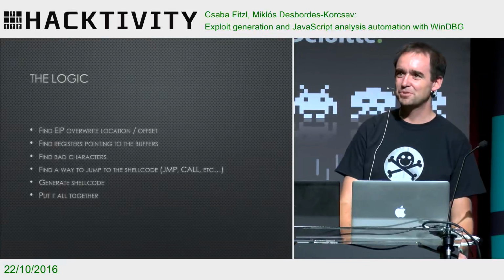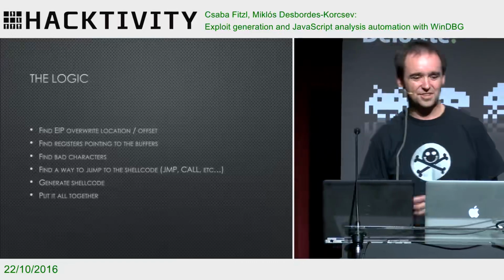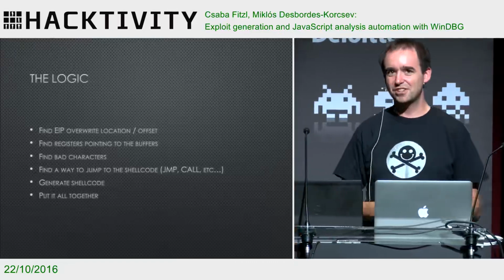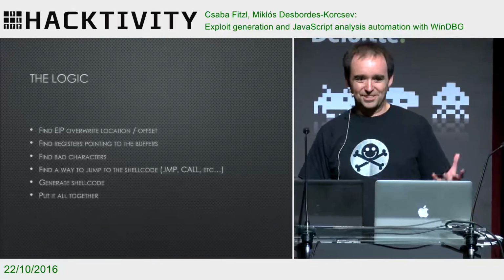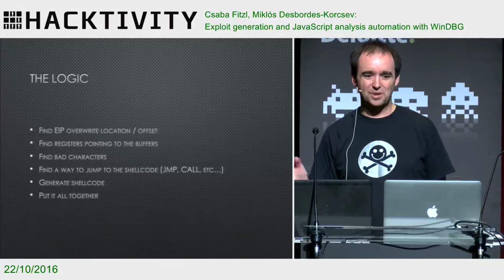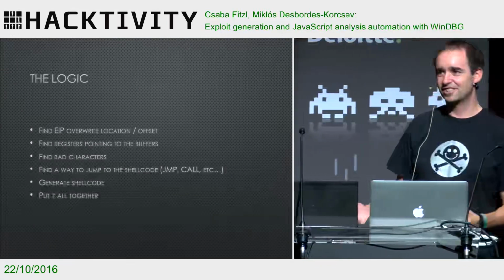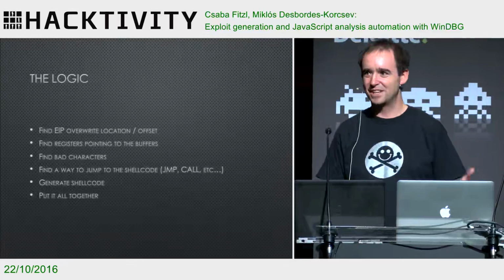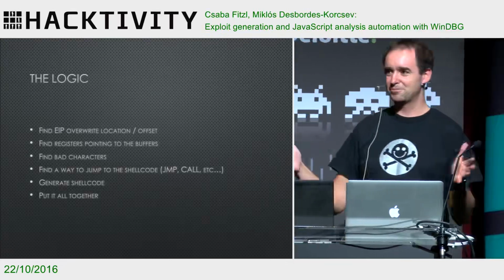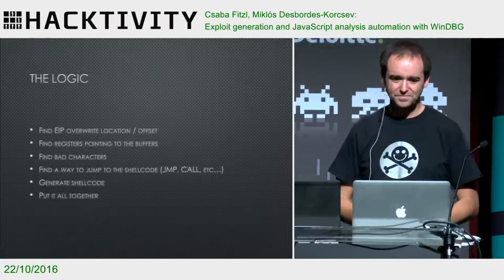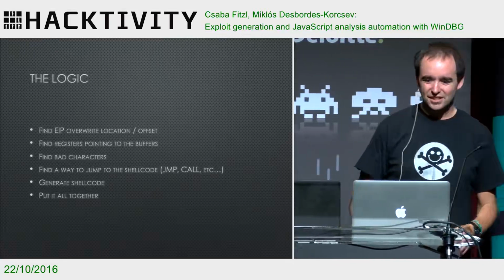And then it will find a way to jump to your shellcode using maybe a jump instruction or a call instruction or something else. It will generate the shellcode. For this, it will use Metasploit to generate the shellcode. I didn't want to reinvent the wheel here. At this point, the script is hard-coded to generate a shellcode to start calc.exe, but you just replace one line in the script, what kind of shellcode you want to generate. Basically, you have to enter the Metasploit command itself. And it will read back the shellcode, put it all together, and run the exploit.